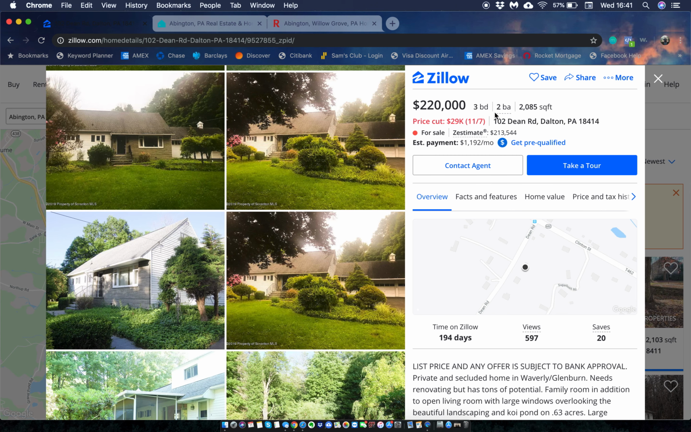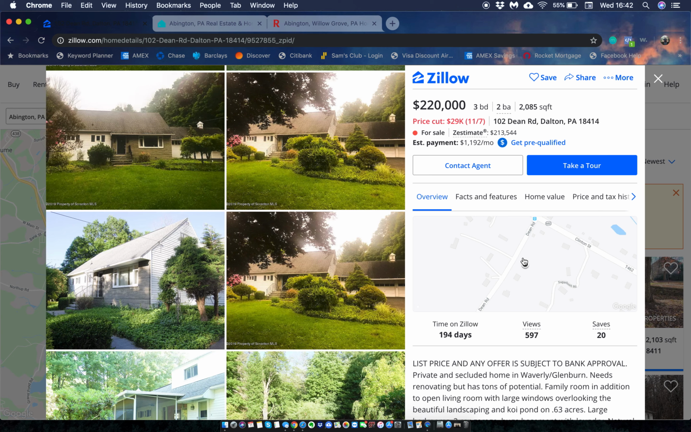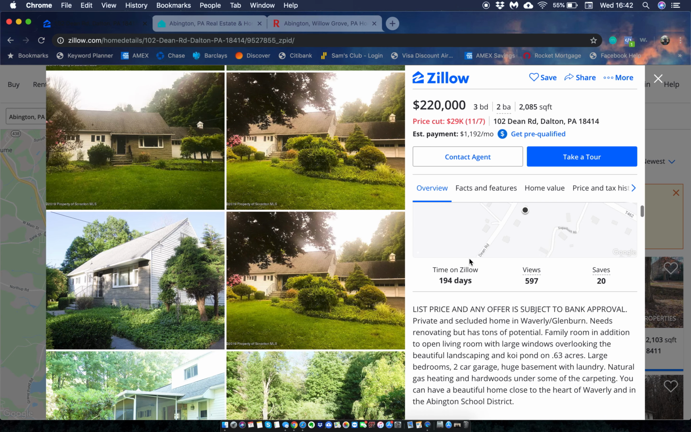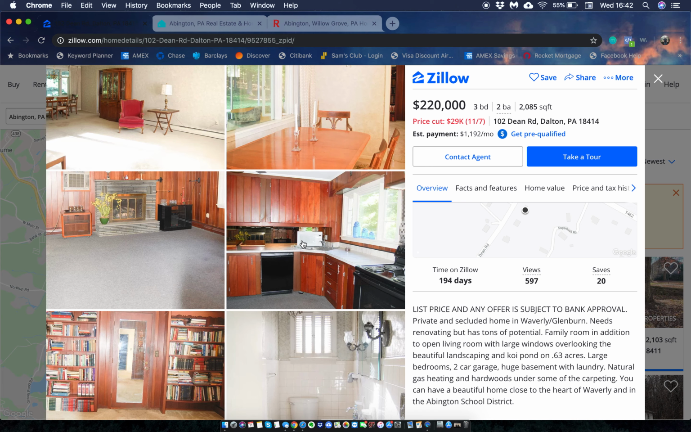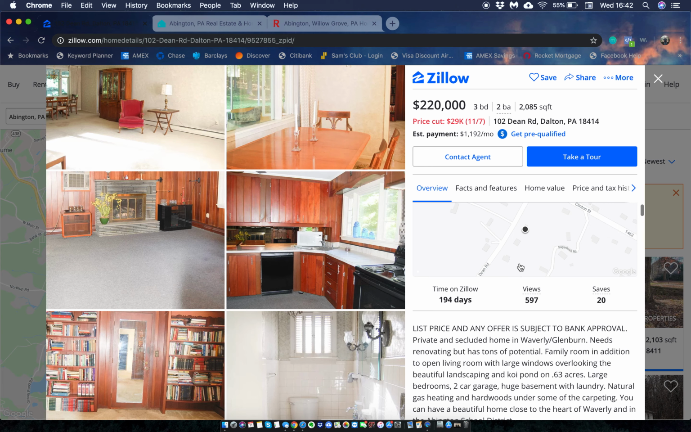You see that it's a 3-bedroom, 2-bathroom house. The sale price is $220,000. You scroll down. One of the most important things you want to see, guys, is 194 days on the market. If it's on the market for 30 days or less, it's a hot, newer property. You may want to take a look at it. If it's been on the market for more than 3 months, 90 days or longer, typically it either needs some work, as we can see this house here could use some renovations, or it's overpriced. So you want to take a look at that.